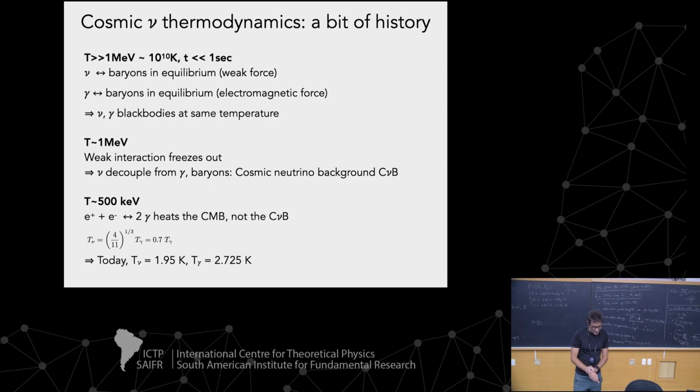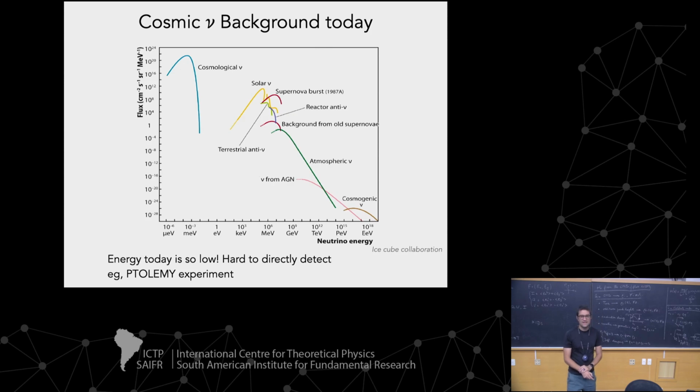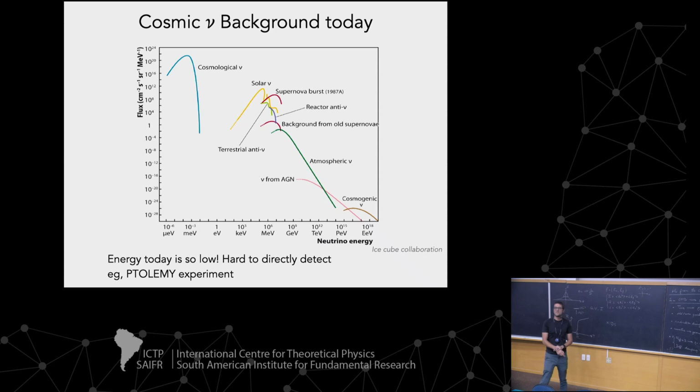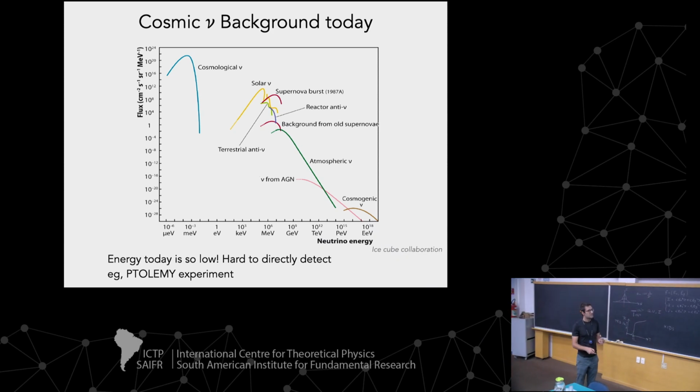Because of time, maybe I'll skip this part, but it'll be in the slides. And I'll just tell you about those neutrinos from the Big Bang, the cosmic neutrino background. So just like you have a background of photons from the Big Bang, you have a background of neutrinos from the Big Bang. So this is the cosmic neutrino background.